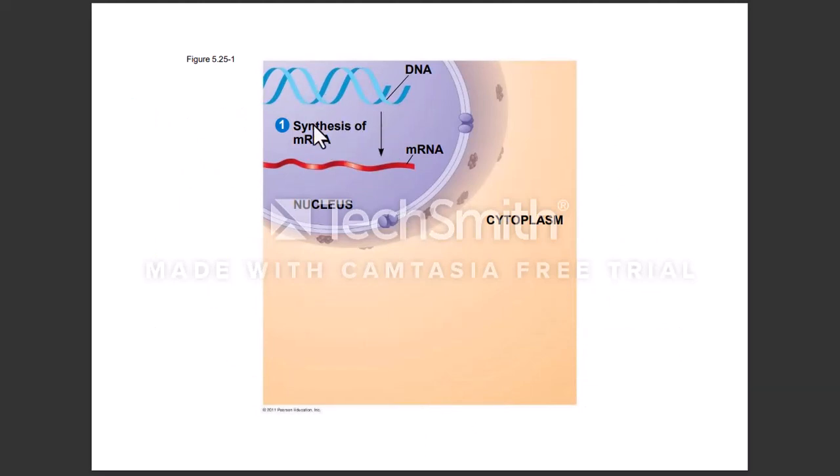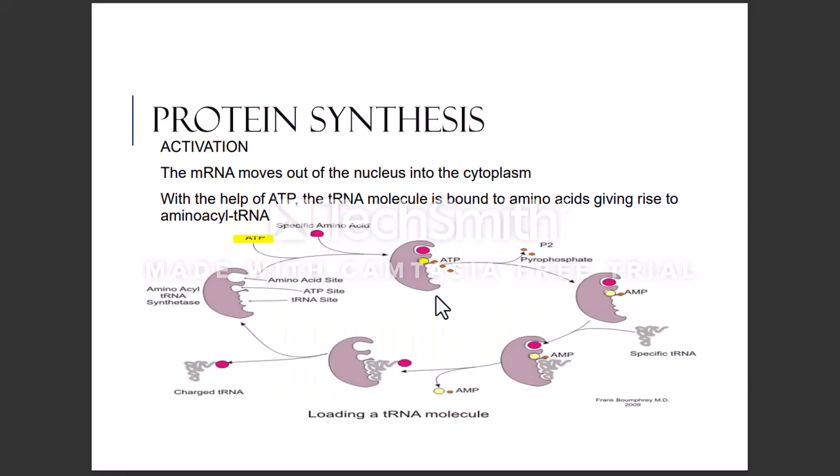So after the synthesis of the messenger RNA, this messenger RNA now has to be processed and leave the nucleus for the cytoplasm. So in activation, the messenger RNA moves out of the nucleus into the cytoplasm with the help of ATP. The transfer RNA molecule is bound to amino acids, giving rise to aminoacyl transfer RNA. So we have a diagram here that demonstrates how an amino acid is being loaded on a transfer RNA molecule.